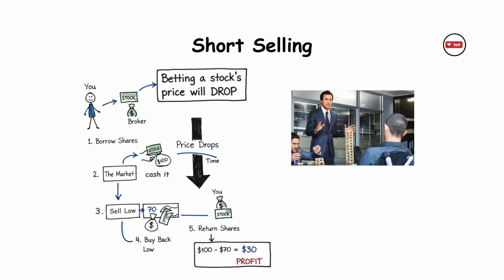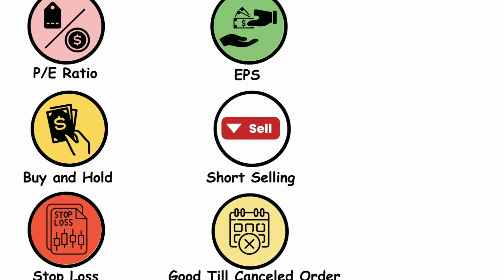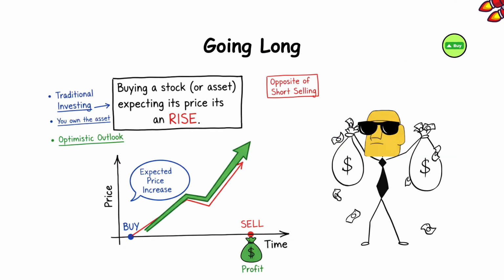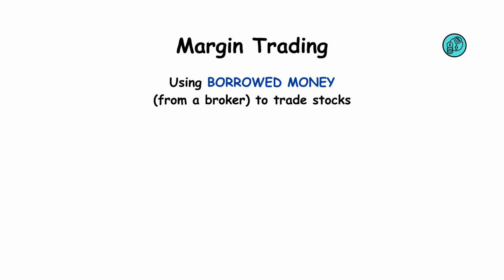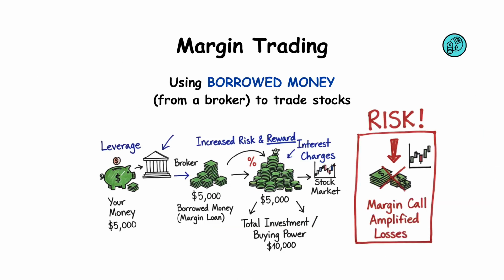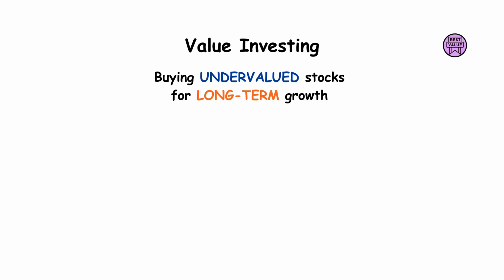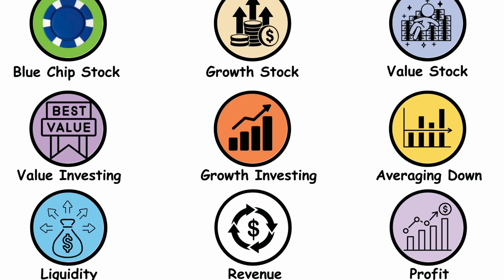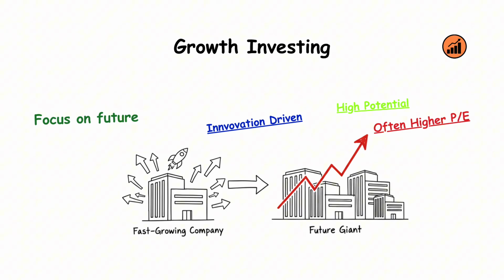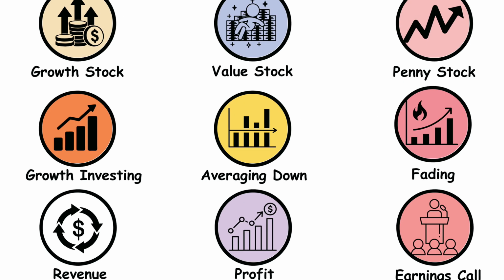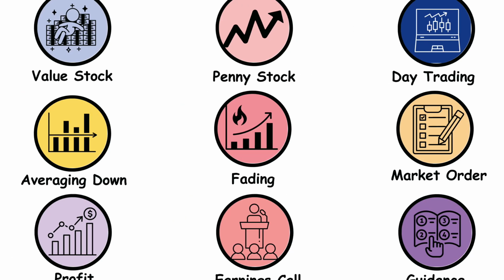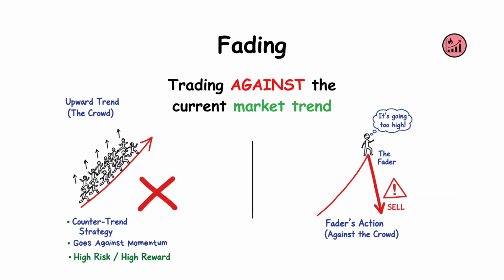Short selling. Short selling is betting a stock's price will drop. Going long. Going long means buying a stock expecting its price to rise. Margin trading. Margin trading is using borrowed money to trade stocks. Value investing. Value investing is buying undervalued stocks for long-term growth. Growth investing. Growth investing is buying stocks of fast-growing companies. Averaging down. Averaging down is buying more when price falls to lower cost. Fading. Fading means trading against the current market trend.